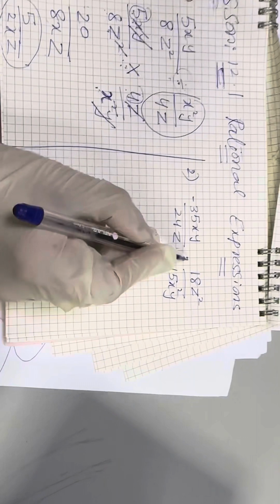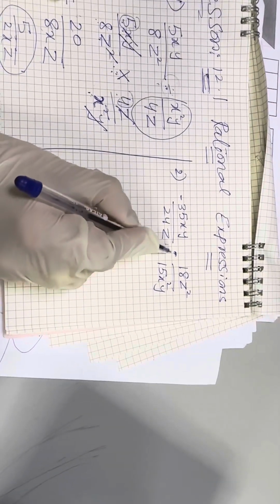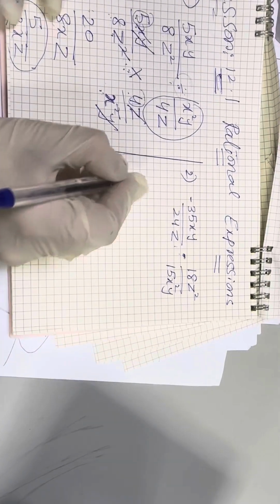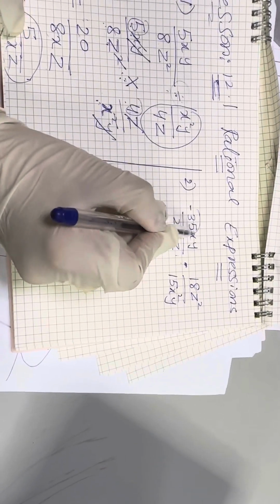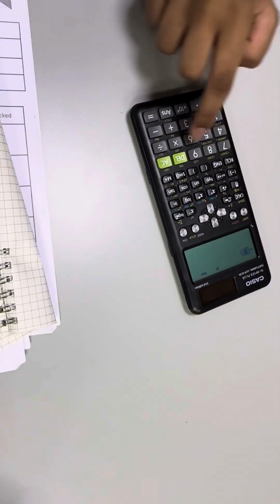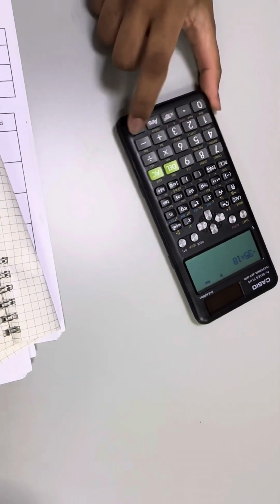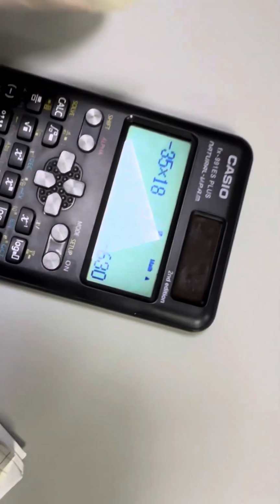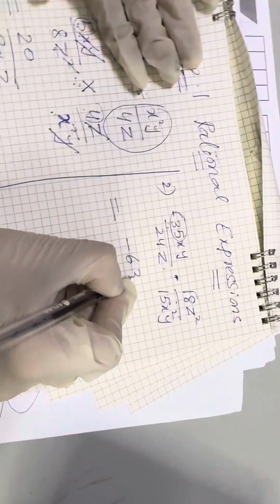Okay. Now look at this question. Already there is multiply, there is no divide. This means multiply, right? So no need to convert anything. Directly you can start the simplification. How will you start the simplification? First the numerator numbers. Negative 35 multiplied by 18. Negative 35 times 18. What is the answer? Negative 630.